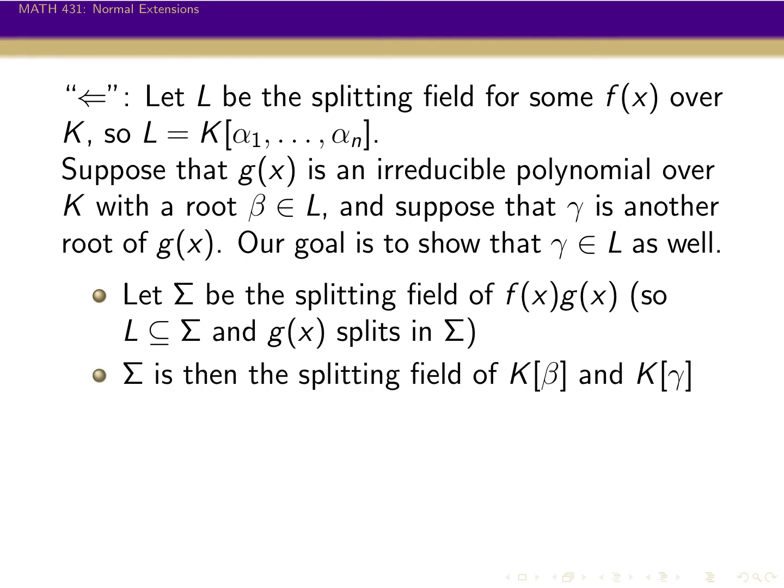So sigma is going to be the splitting field of f of x times g of x over k adjoin beta and k adjoin gamma. And that's because since sigma is the splitting field over k, and k adjoin beta and k adjoin gamma are both subfields of sigma over k, this is one of the properties that we saw in the last video, that for any of these intermediate fields, sigma must still be the splitting field over it.